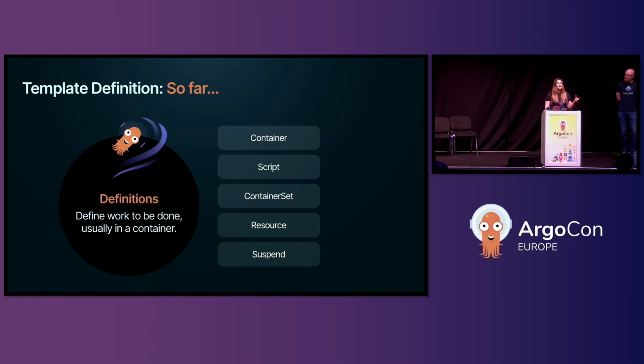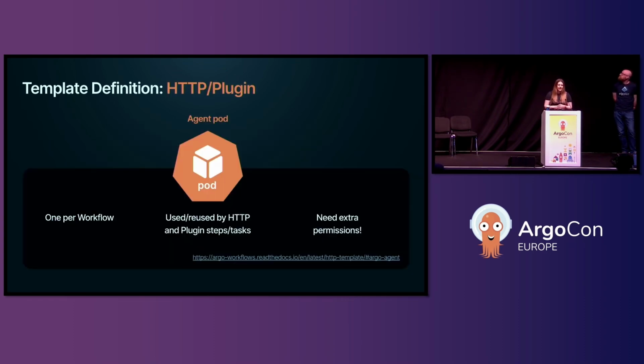These 2 have some commonalities it's worth us digging into. The HTTP and plugin templates both run in a special pod, the agent pod, which Argo manages for us. If we use multiple instances of these template types within the same workflow, Argo will reuse this one pod for those subsequent steps. This saves time on pod startup and uses cluster resources efficiently. However, it does mean we need to add some extra permissions, which we've linked to here, and it abstracts some logic away, which may make it a little bit harder for us to reason about.